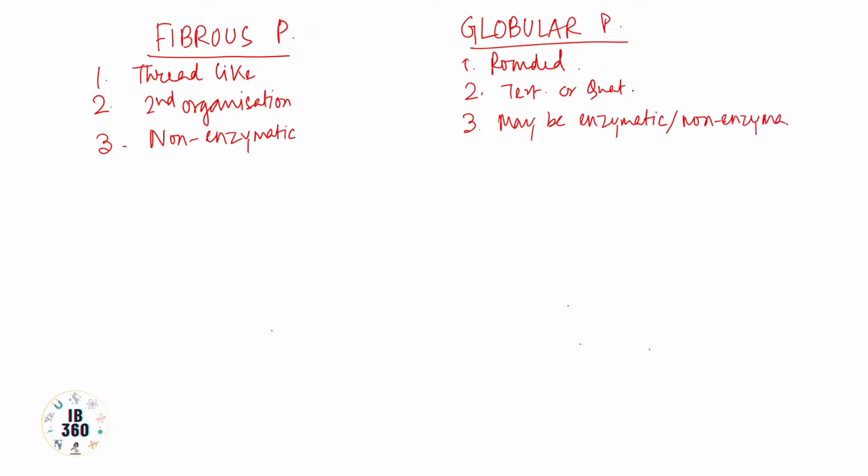Enzymatic means they can act as enzymes. Fourth point, fibrous proteins are insoluble in water. Our hair is made of keratin. Keratin of skin and hair is a fibrous protein, so obviously we know that it is not soluble in water. And globular proteins are mostly soluble in water.